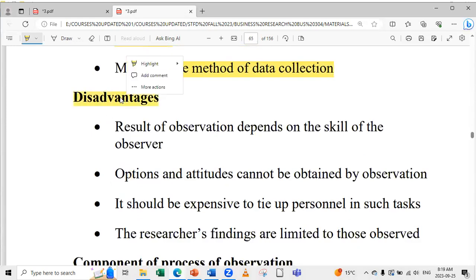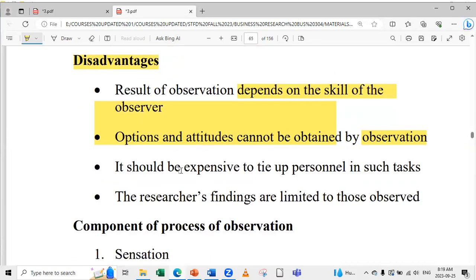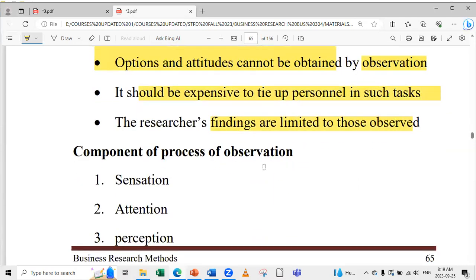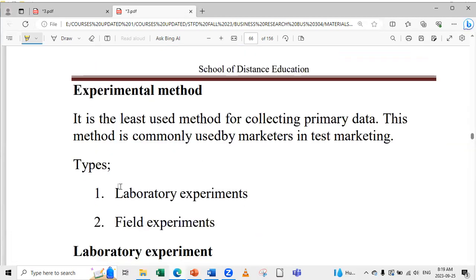But observation has its own disadvantages. It depends on the skills of the observer. Opinions and activities cannot be obtained by observation, so we cannot see the inner side of humans or their behaviors. It can be expensive to tie up personnel in such tasks. The researcher's findings are limited to what is observed only. You use your senses, like the eyes, the attention, and the perception, in how you interpret the results.